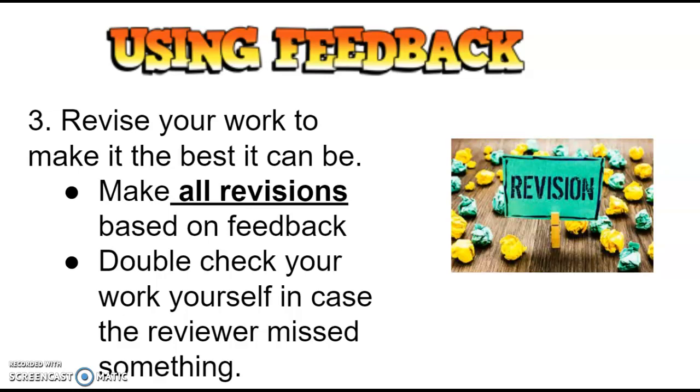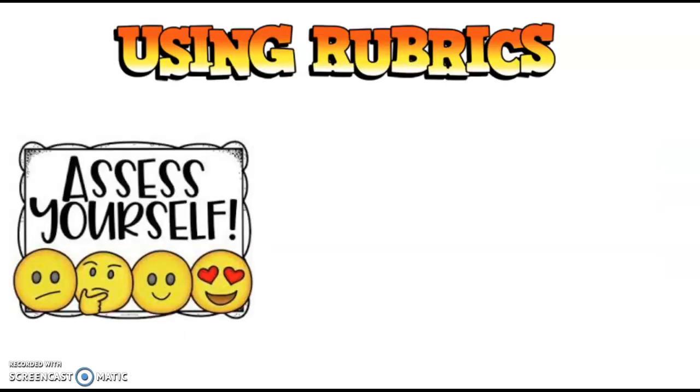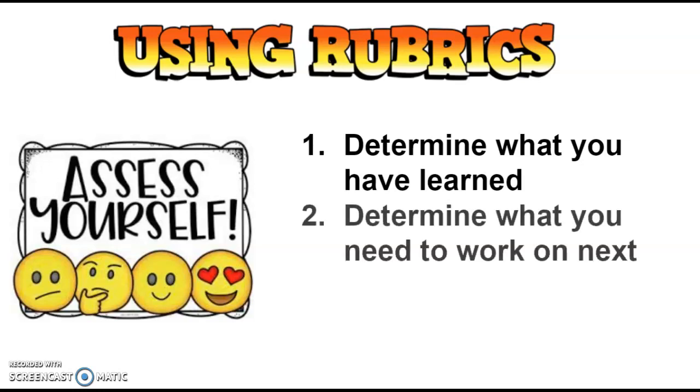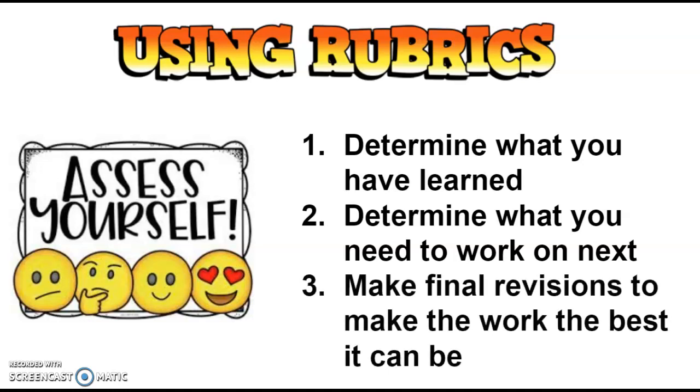All right. Now, when revising, you also want to use rubrics or checklists. Assess yourself. Figure out, all right, what grade am I going to get if I turn it in right now? What can I do to make it even better? So one, determine what you've learned using the rubrics. That's one reason. And two, determine what you need to work on next. And you can make final revisions. So that's why we use rubrics. All right, what have I really learned? Did I learn it? I need to fix this.